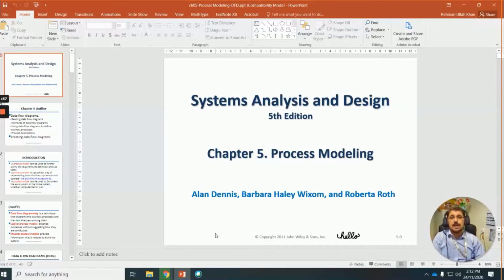So today we are trying to discuss and study in very detail process modeling. Process modeling is also called data flow diagram. So what is it, how it works?